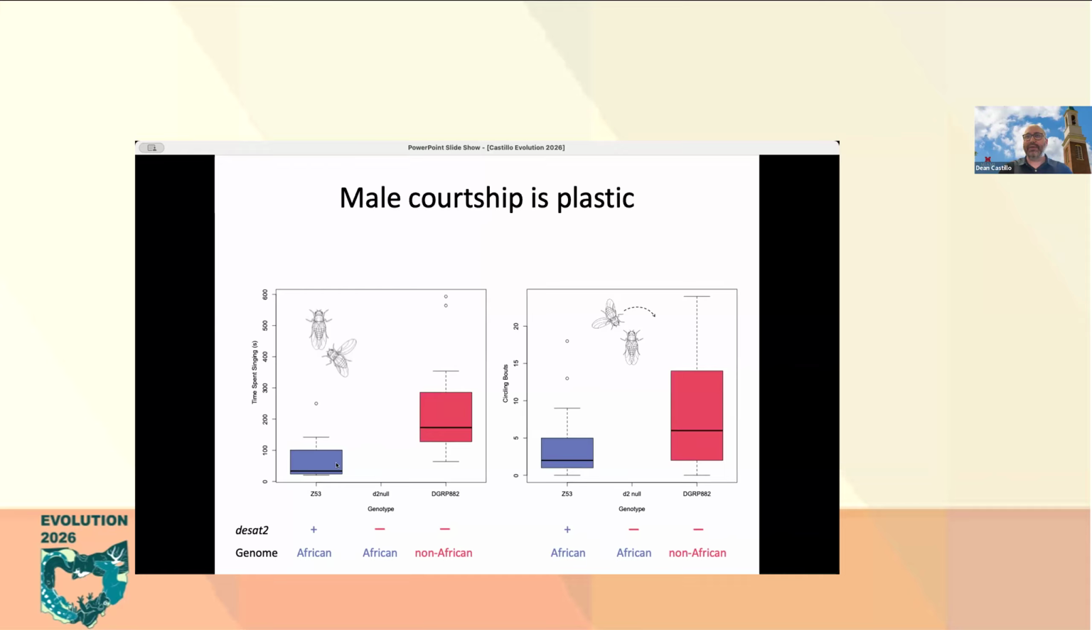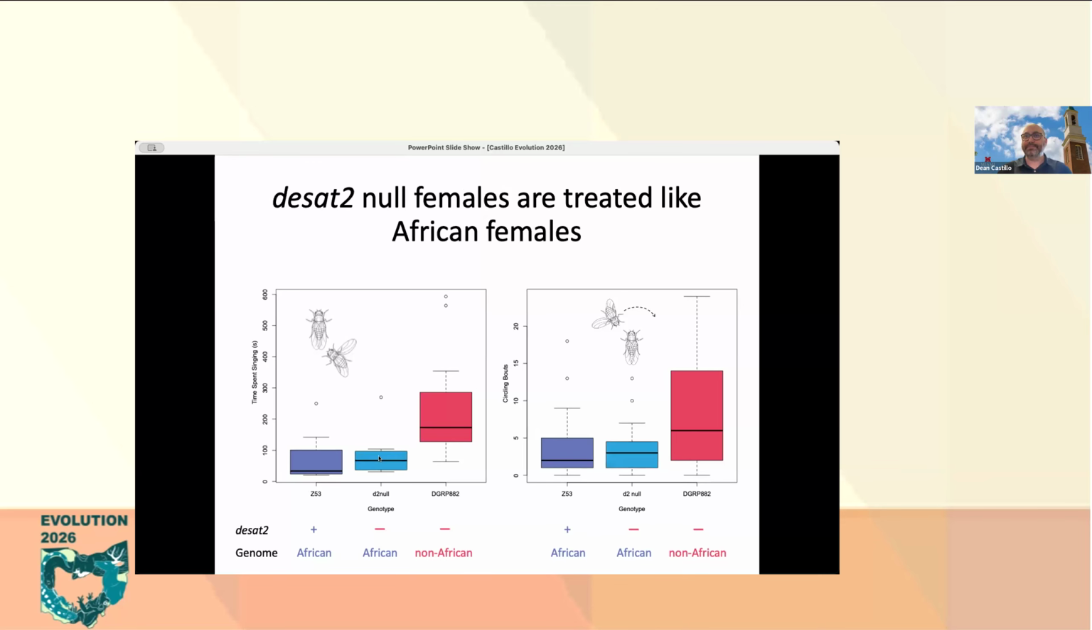When we look at the non-African flies, we do see an increase. It is statistically significant. So we're seeing this plasticity, and now we can ask, what's happening with this DSET2 null fly? It turns out that they're being treated like an African fly, right? They have the pheromones of this red fly, but that's not how they're being treated. They're being treated just like another African fly.